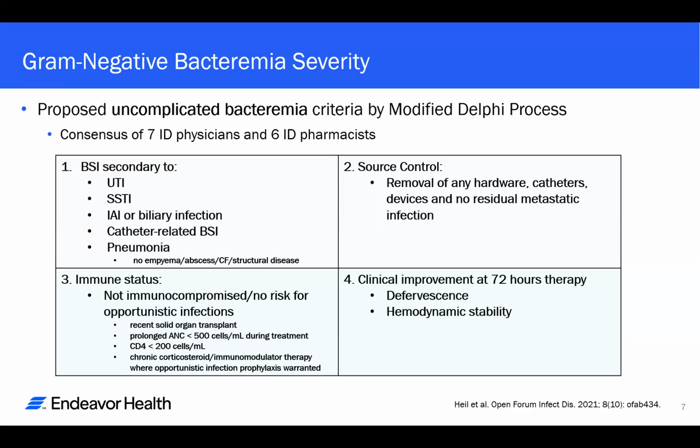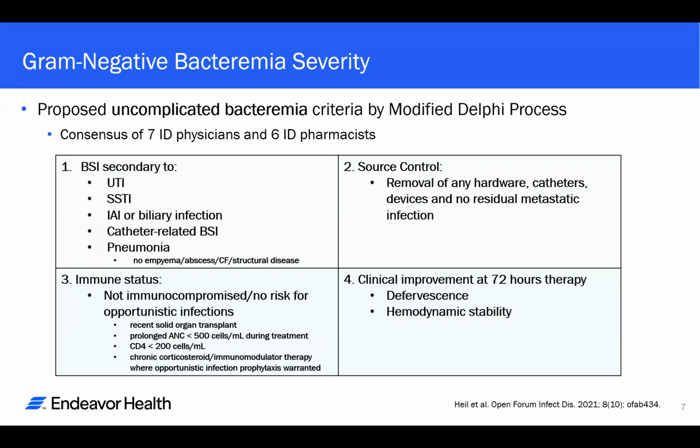So what they came up with for uncomplicated bacteremia was a bacteremia secondary to a source of UTI, skin or soft tissue infection, intra-abdominal or biliary infection, catheter-related, or from a pneumonia respiratory source, but they excluded empyema if they had structural lung disease, cystic fibrosis, or an undrained abscess. They also commented on source control, so we need removal of any hardware, catheters, devices. We don't want any metastatic residual foci of infection.